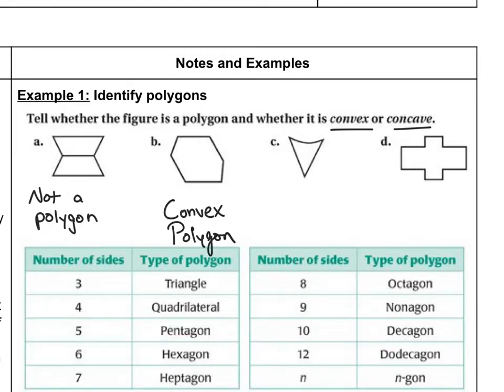Example C, I have this rounded side right here, so that breaks the rules of a polygon, and we aren't even going to mess with it. We're just going to flat out say this is not a polygon because of that rounded side.